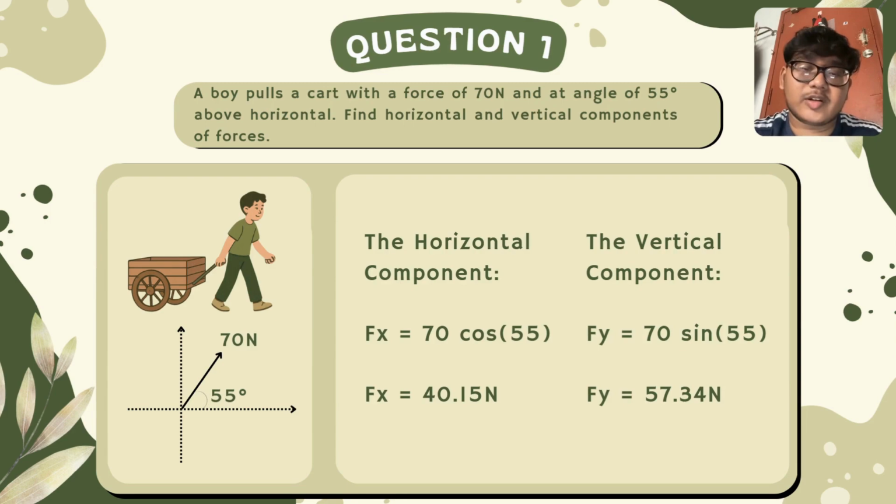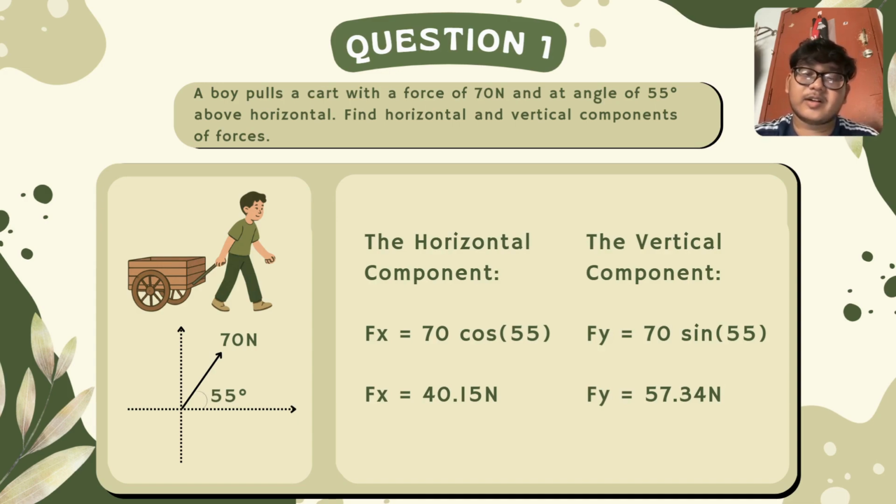So to calculate the horizontal component, as you remember from the last slide, we need to use the formula F cos theta. For this question, we write Fx equals 70 cos 55, because 70 is the F and 55 is the theta, and the horizontal component of the force is equal to 40.15 Newton.